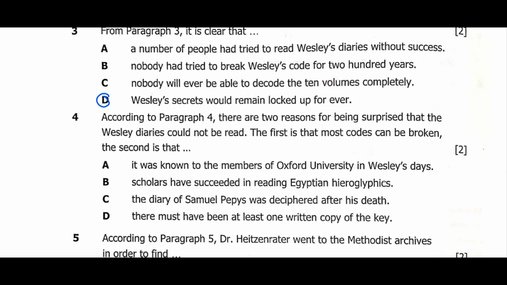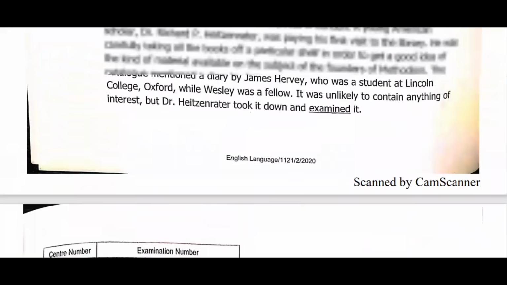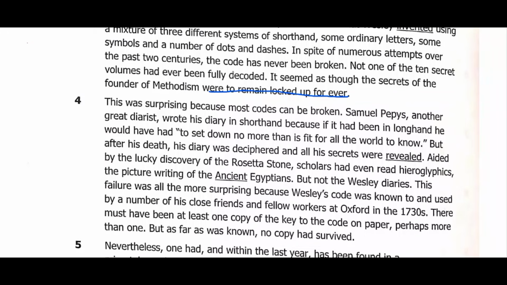The second is that, so let's look at paragraph 4. This was surprising because most codes can be broken. Samuel Pepys, another great diarist, wrote his diary in shorthand because if it had been in longhand, he would have had to set down no more than is fit for all the world to know. But after his death, his diary was deciphered. To decipher is like to change the code to open. So his diary was deciphered and all his secrets were revealed. To reveal is like to come to know.